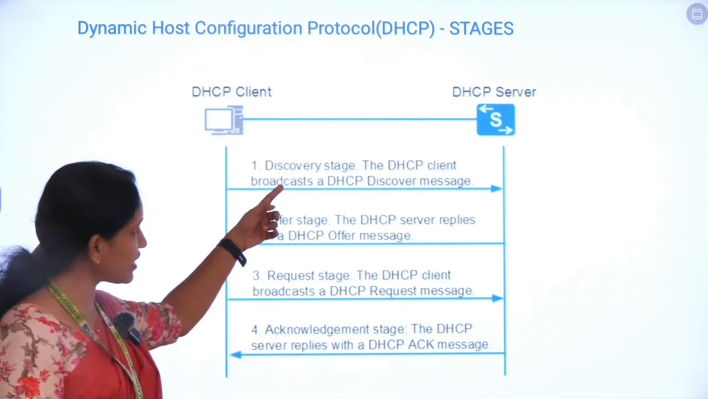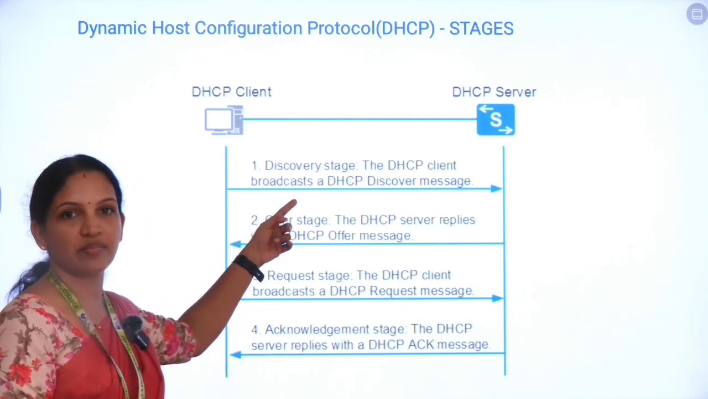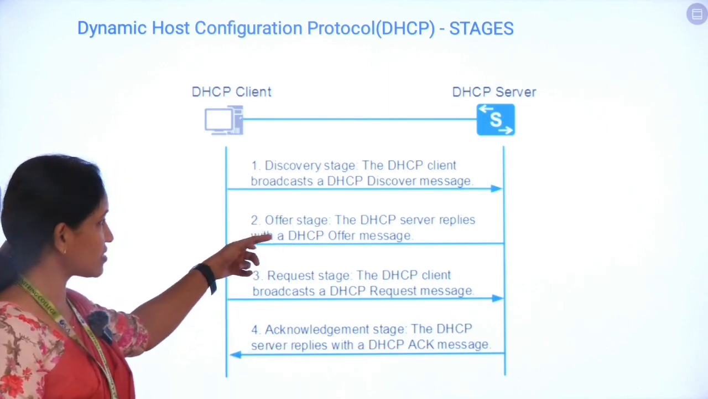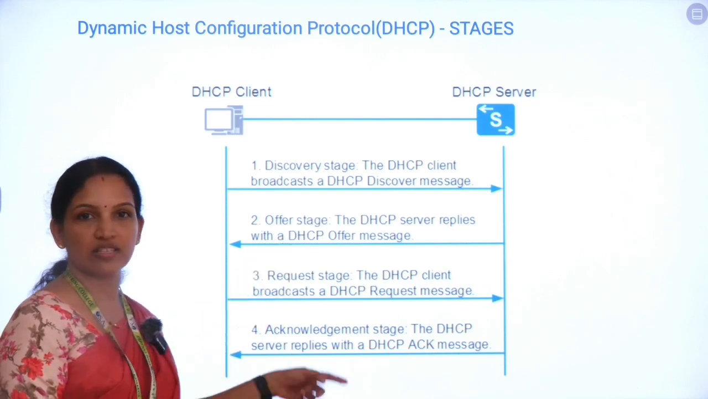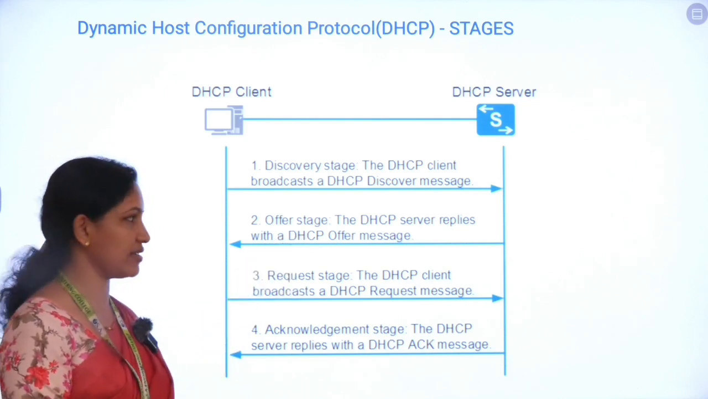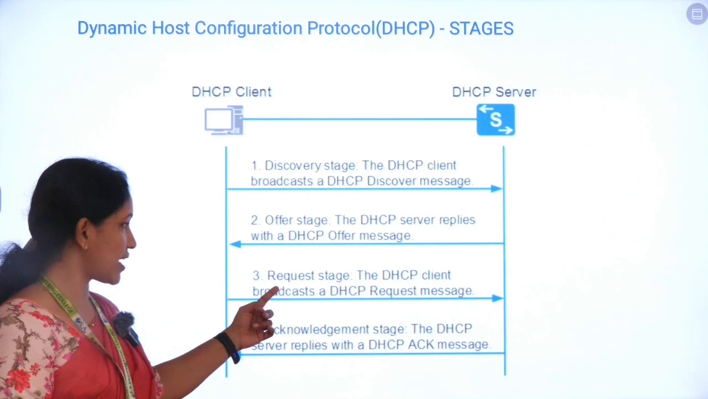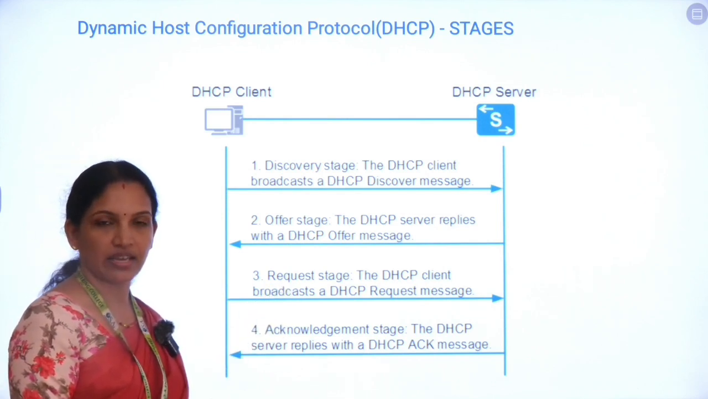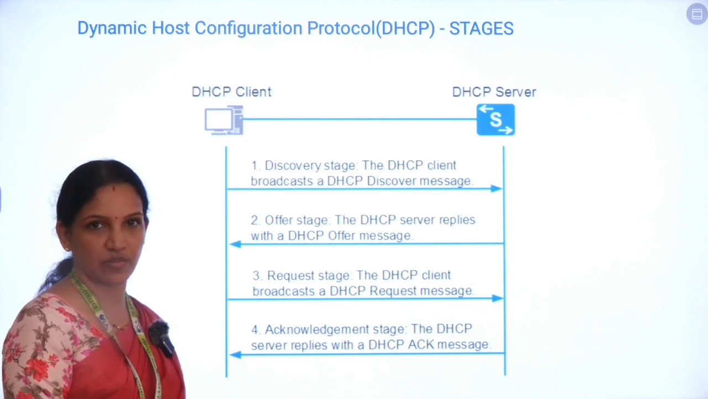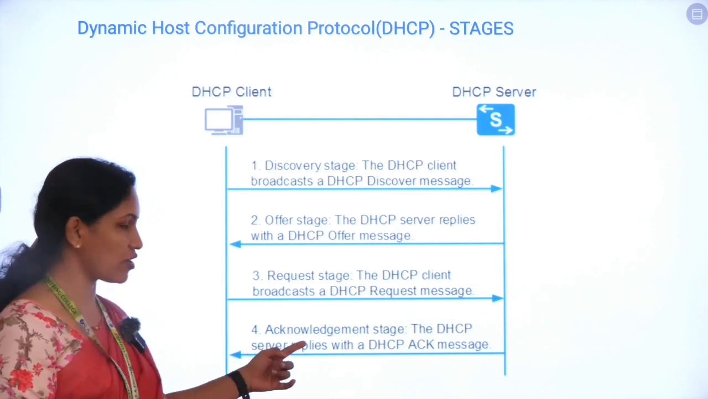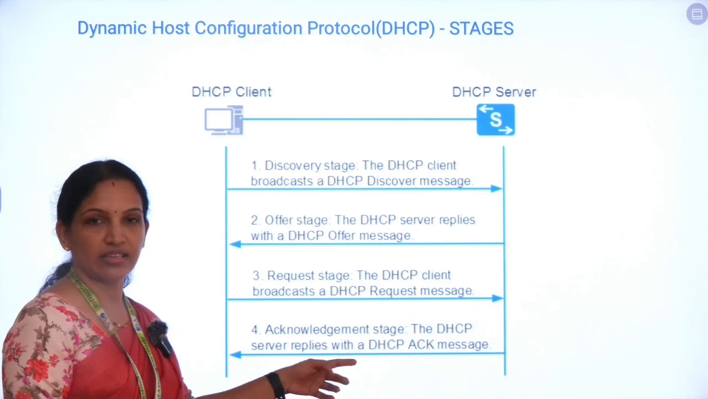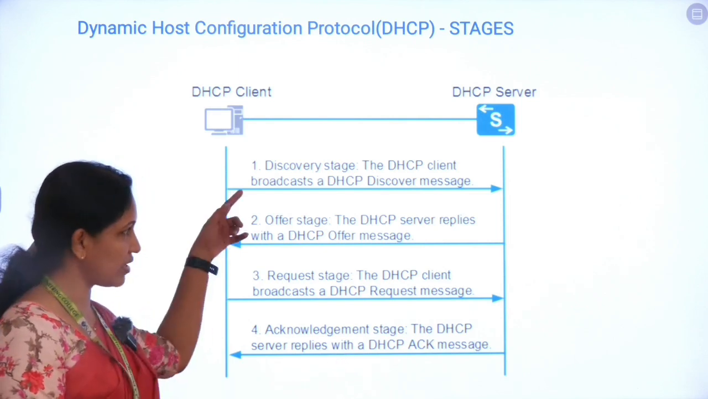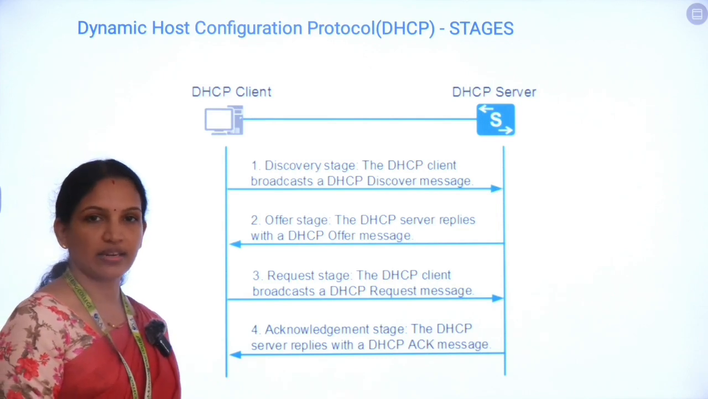In discovery stage, the client will broadcast a DHCP discover message to discover the server on the network. The next stage is called the offer stage, where the server will respond with an IP configuration to the client. Then next stage is called the request stage, where the client will accept the IP configuration and it will show the acceptance through this request message. The last stage is called acknowledgement stage, where the server will be sending an acknowledgement back to the client. So these are the different stages of DHCP client server communication.